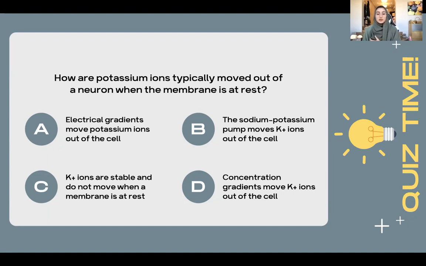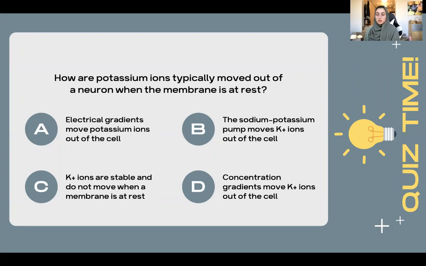B, sodium-potassium pump moves potassium out of the cell. No, it does the opposite, right? I remember it as pump K in, so like pumpkin, that's the same pump to go inside of the cell, not outside. So B is wrong. C, potassium ions are stable and do not move when the membrane is at rest. This doesn't make sense because potassium is in and of itself the ion that contributes most to the resting membrane potential. So C is not an option. And D is our final choice.